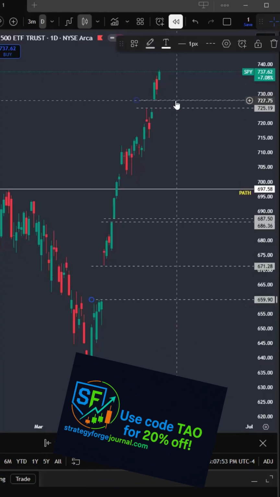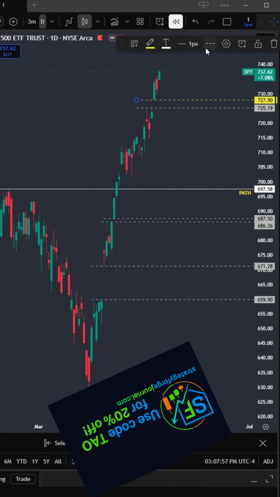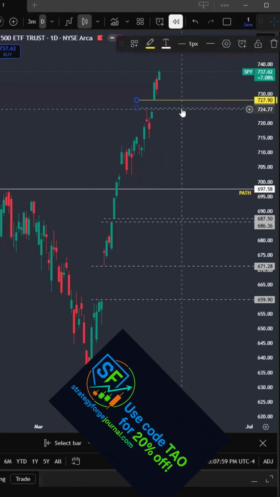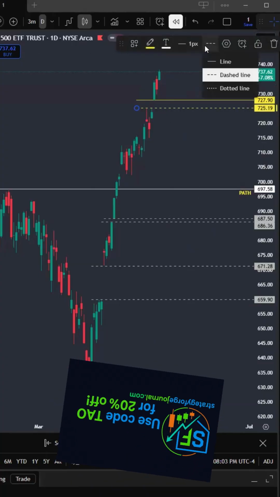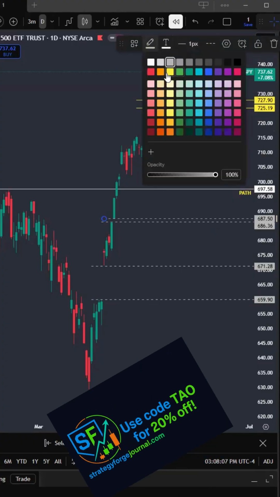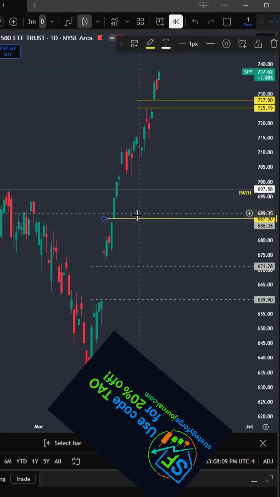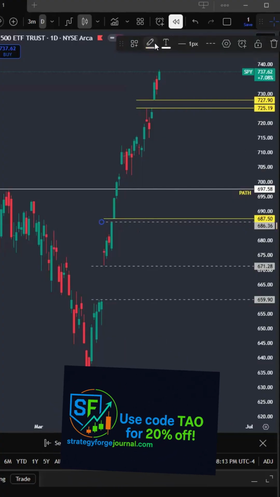I like to keep color coordinated. I mark certain colors for certain things so I know what they are when I'm trading. I always do my gaps with a solid yellow line. Let's just get through that real quick.